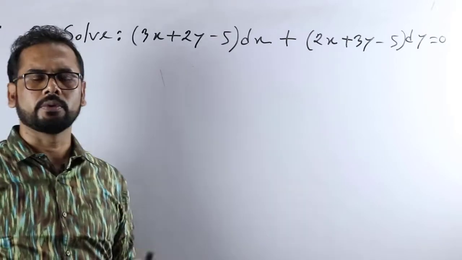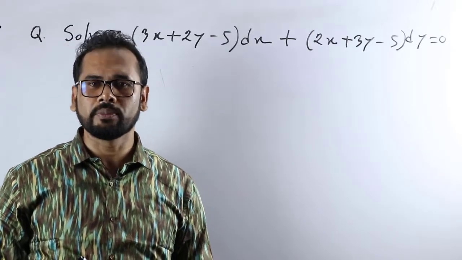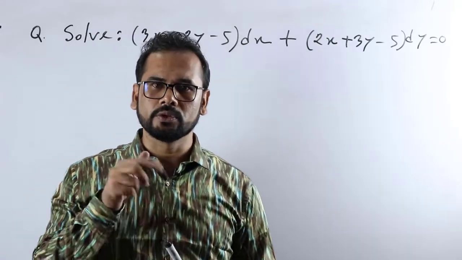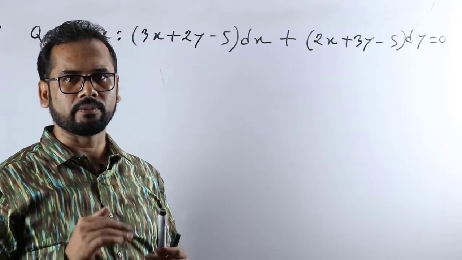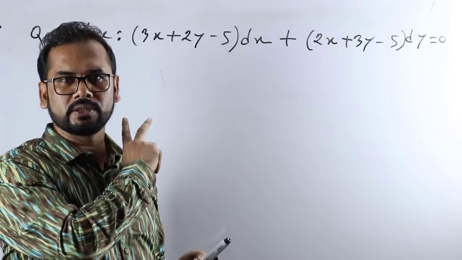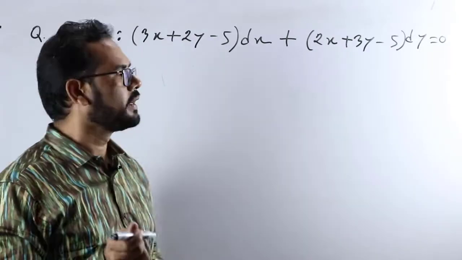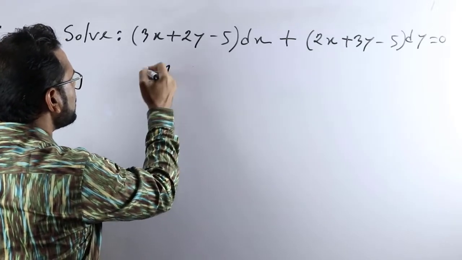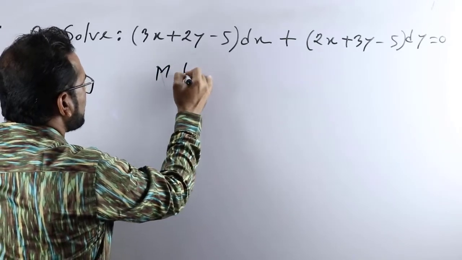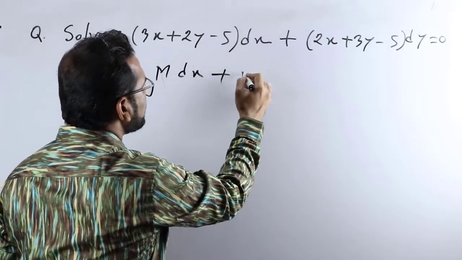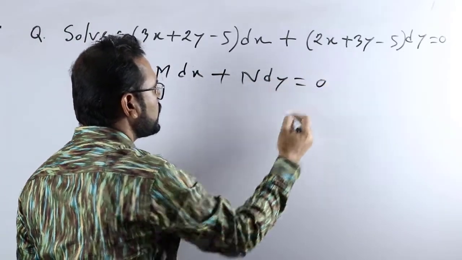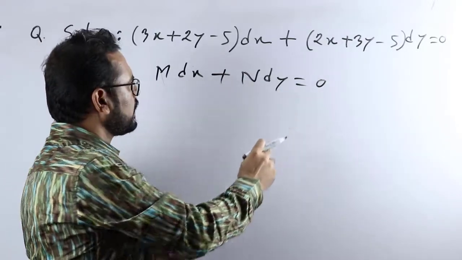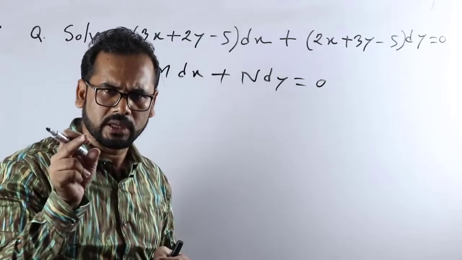First of all, we have to understand, or we have to justify, what type of differential equation this is. To justify this, we have to think about what standard structure this is. If you see this question, the system is like M dx + N dy = 0, isn't it? Yes, it is. So this is a type of differential equation.